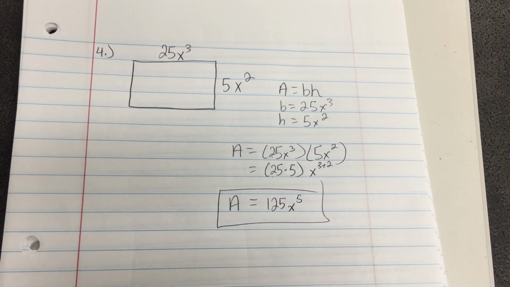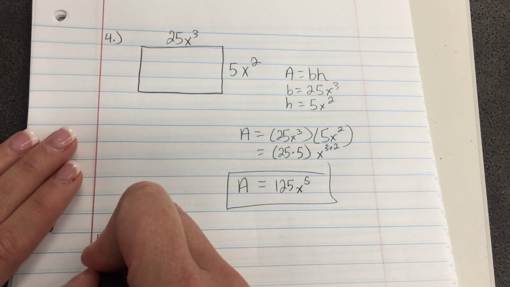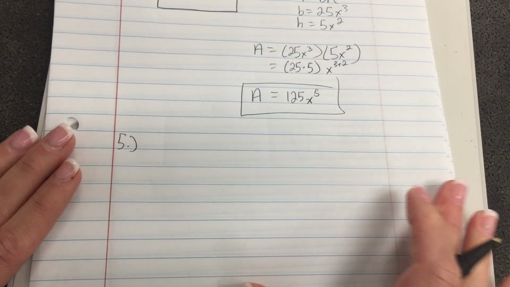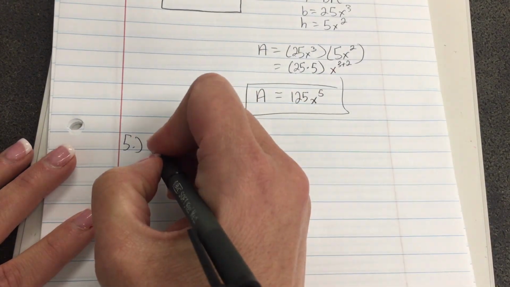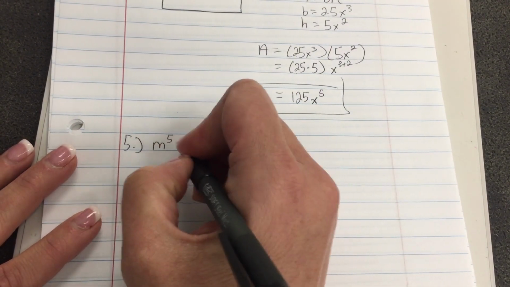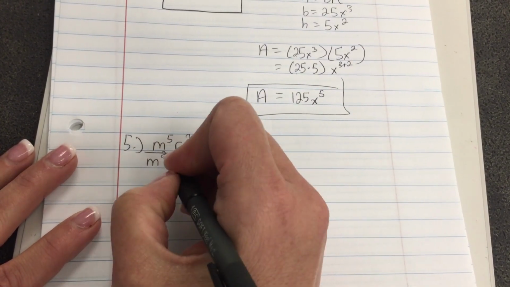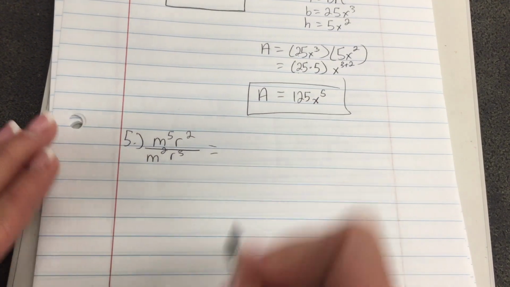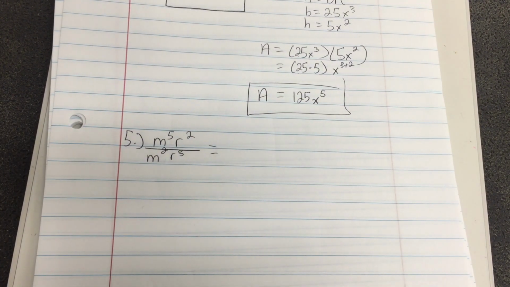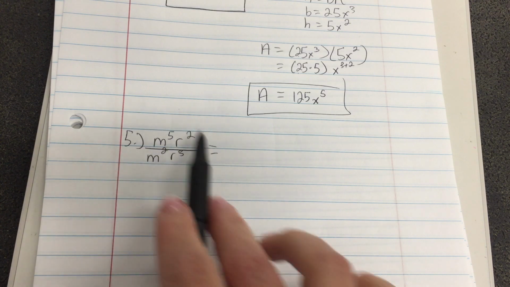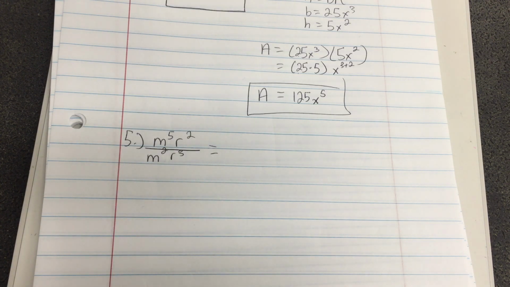Okay, next let's look at number 5. Number 5 states, simplify m to the 5th r squared over m squared r cubed. Now when you're multiplying variables with exponents, we actually add them. But when you see division, that means we're going to subtract.